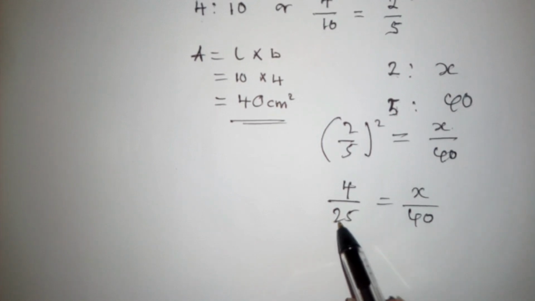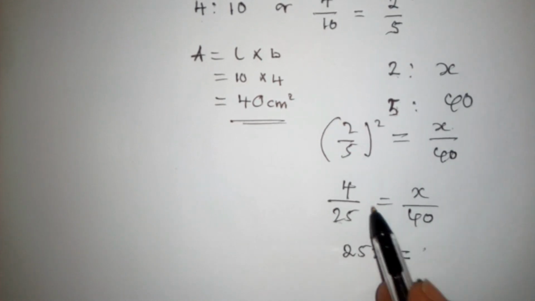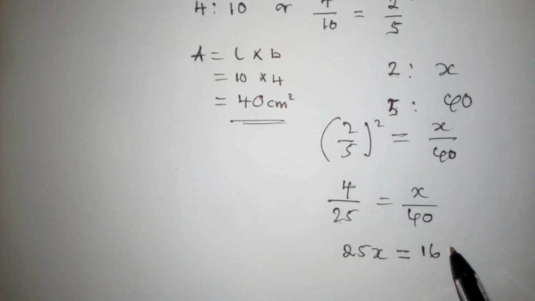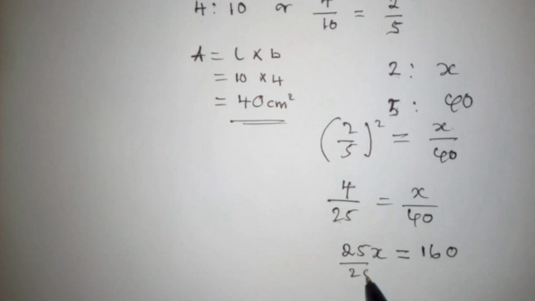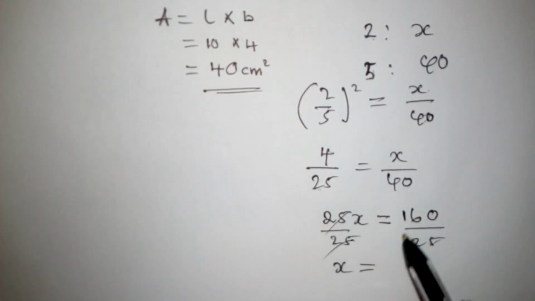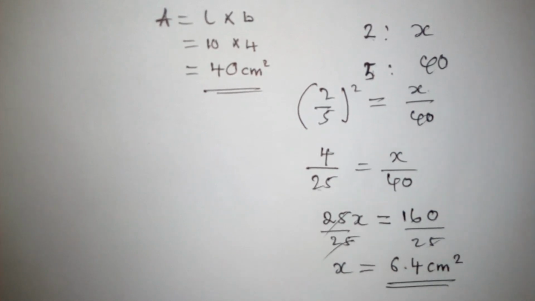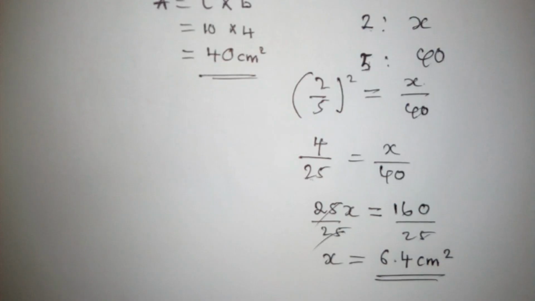So we have 25 multiplied by x is 25x, which is equal to 4 multiplied by 40 is 160. We divide by 25, divide by 25. So this and this will cancel, remain with x. 25 into 160, 6.4 centimeter squared. So this is the area of the smaller rectangle.